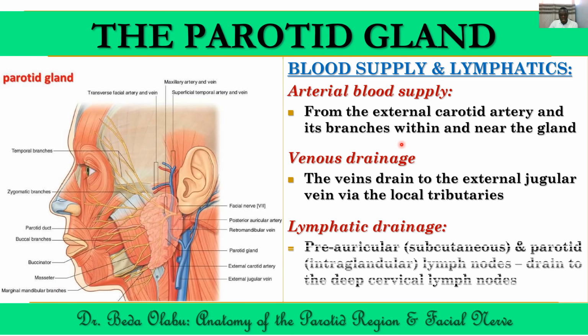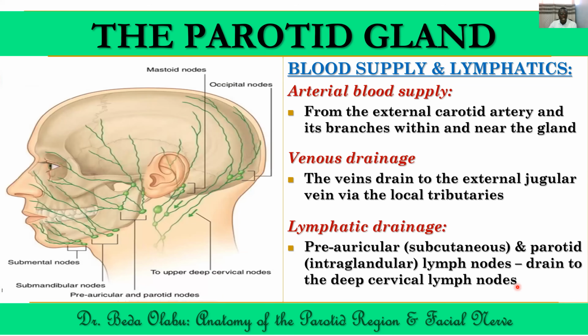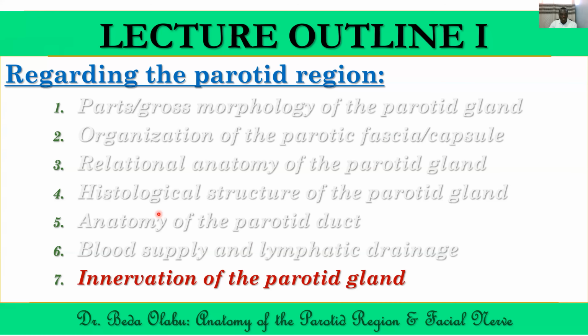Lymphatic drainage. The lymphatic drainage is by the preauricular nodes, which tend to be the ones which are subcutaneous, and the parotid nodes, which are the nodes which are inside the parotid gland itself. Eventually, whether preauricular or the parotid lymph nodes, they all drain to the deep cervical lymph nodes, as we can see in this particular image. All right, so that is the blood supply.